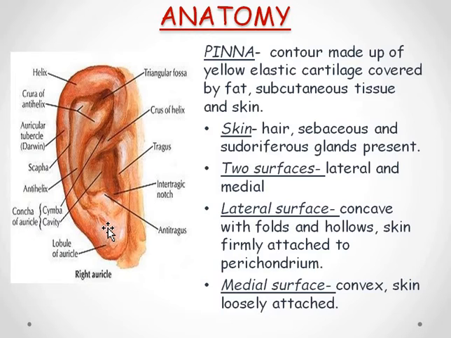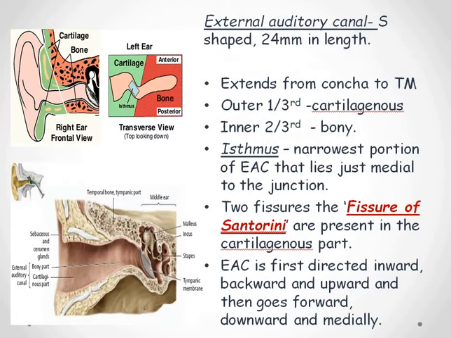There are two surfaces, the lateral surface and the medial surface. As we can see, this is the lateral surface. It is concave with folds and hollows. Skin is firmly attached to the perichondrium on the lateral surface, which is concave, whereas on the convex medial surface, the skin is loosely attached.